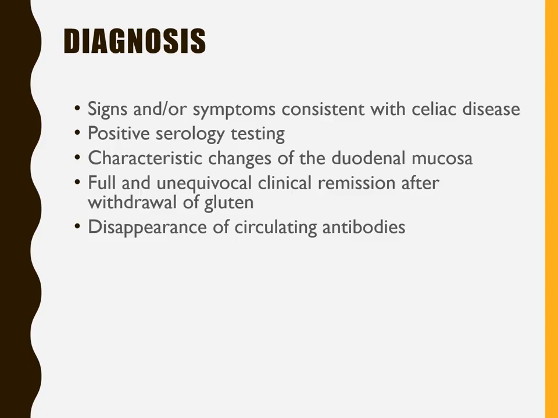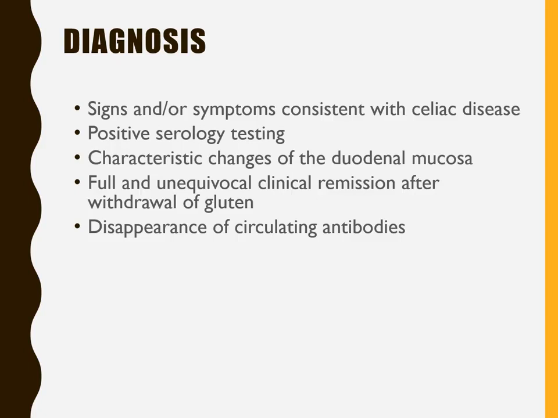First of all, I need signs and symptoms consistent with celiac disease. Remember, I'm not just looking for diarrhea in those patients. Sometimes it is more of just short stature, or the patient is having severe intractable constipation. Positive serology testing with the anti-endomysial antibody IgA or TTG IgA positive. Then you need to do upper endoscopy and take duodenal biopsies. And here we are talking about the gold standard.